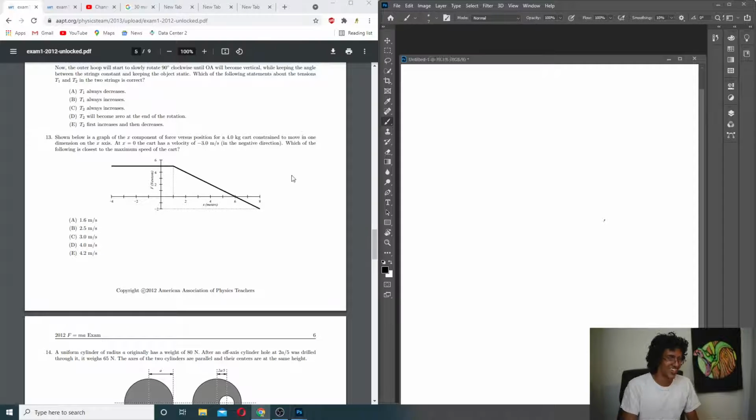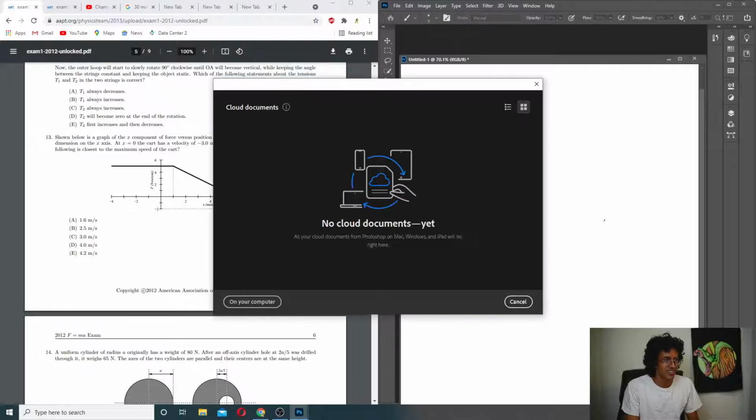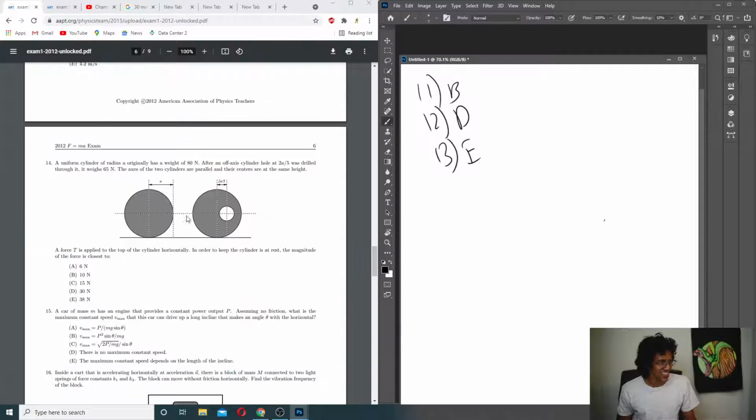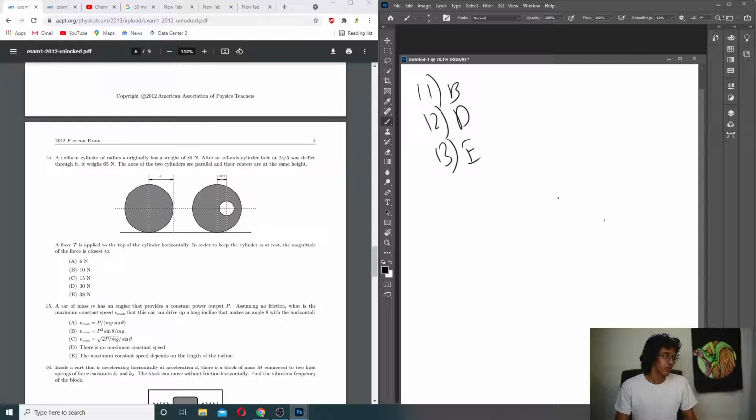Okay, what's going on? You know what? This is actually so triggering. Pretend that that's in the center of the screen. 11b, 12d, and 13e. Okay. Technical difficulty. This is actually sad. Okay, 14. These ones are kind of fun.